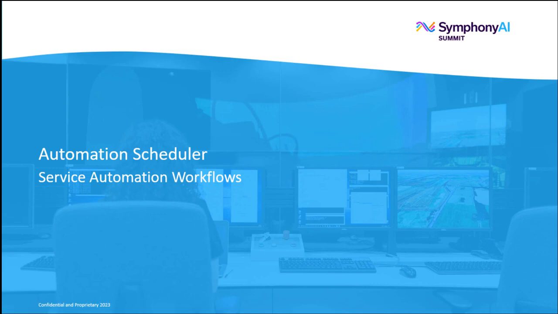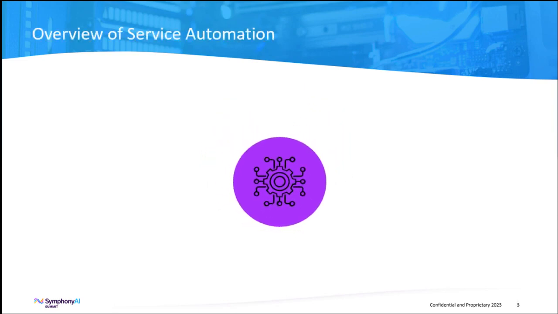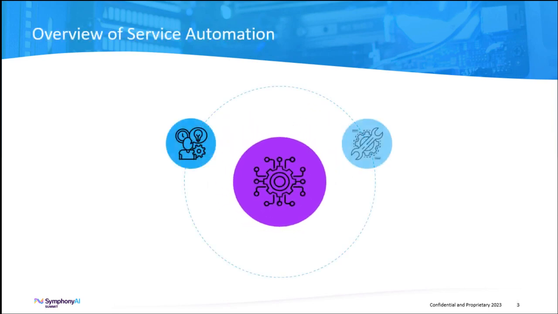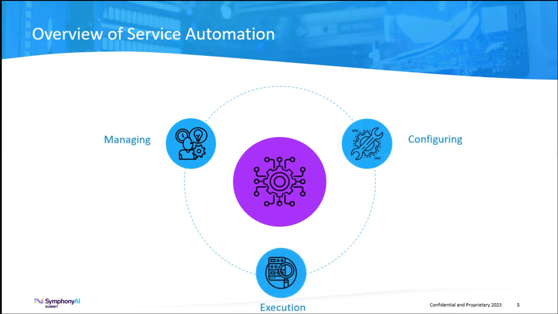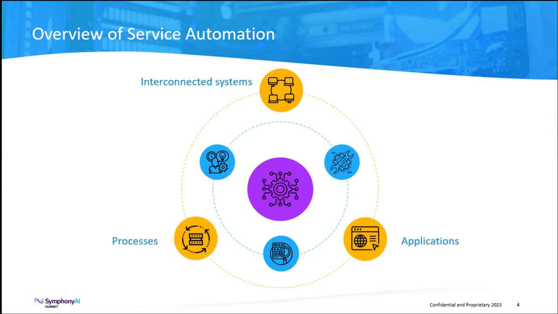Automation Scheduler for Service Automation Workflows. In this session, we will be talking about the Automation Scheduler feature for service automation workflows. Symphony AI Summit Service Automation helps in creating an automated workflow for managing, configuring, and executing complex interconnected systems, applications, and processes. You all must be wondering what an automation scheduler is and what its purpose is.